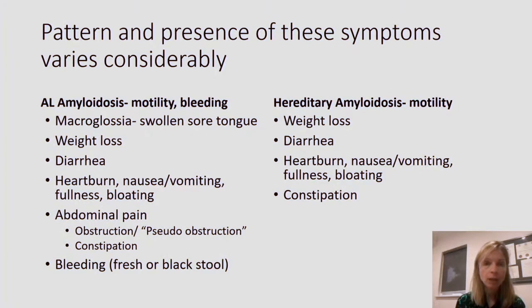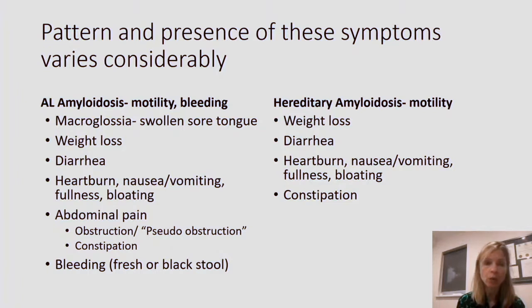Now this slide is looking at the different symptom patterns, or which symptoms are more likely to occur in the different types of amyloidosis. I'll just go over this briefly. The main aim is really to point out there is quite a bit of overlap between the different types, but there are certain things seen in one type more than the other.